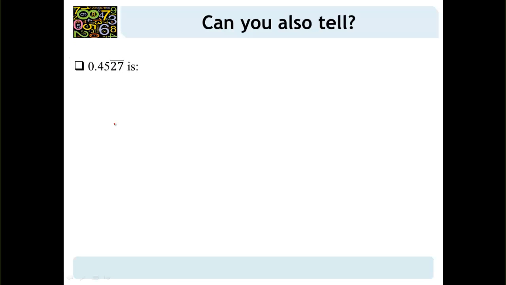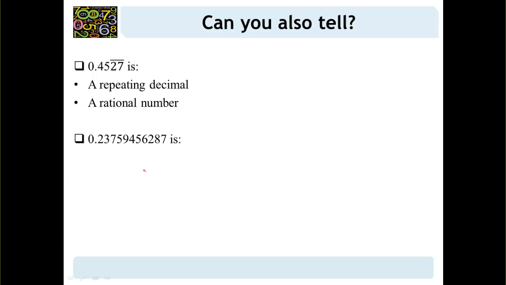What we just saw can be written as this, whereby we have the vinculum sign, which tells us that this 27 is repeating. It is a repeating decimal and it is a rational number. Now, if we have this decimal, 0.2375945627, it is a non-repeating decimal because it is not repeating.